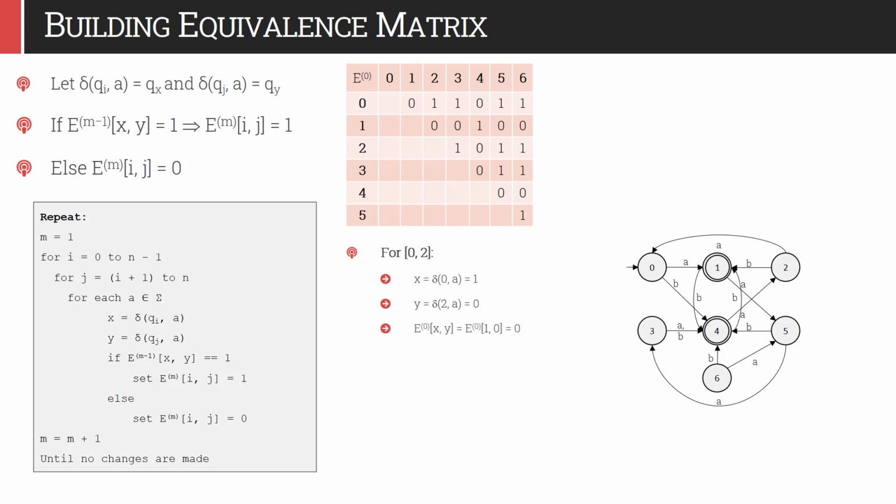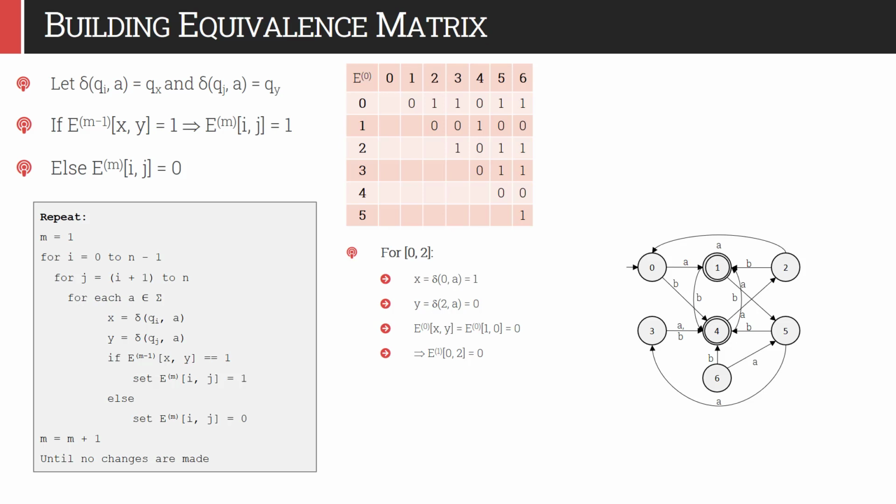Now we have to evaluate E0 of x, y. So x is 1, y is 0, so we evaluate E0 of 1, 0. That is the first row and 0th column, or the 0th row and first column. Both are the same because the matrix is symmetrical, right? So E0 of 1, 0 here is 0. That means we have to change the entry for 0, 2 to 0. Here i is 0, j is 2. So that particular entry in the next equivalence matrix, that is in E of 1, we have to set to 0.